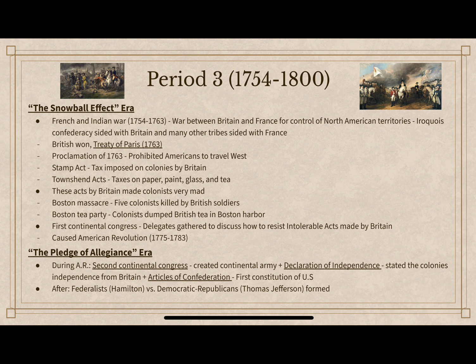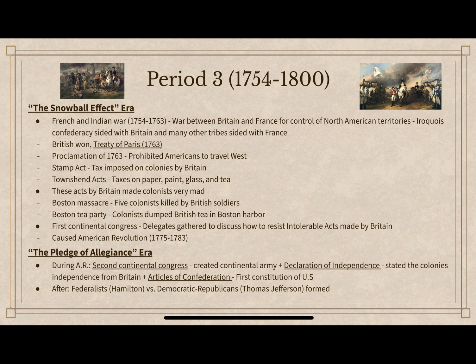After the American Revolution came Federalists versus Democratic Republicans. Federalists were led by Alexander Hamilton, and they favored a strong central government, supported loose interpretation of the Constitution, emphasized manufacturing and trade, and were Anglophiles, which means that they were pro-British.